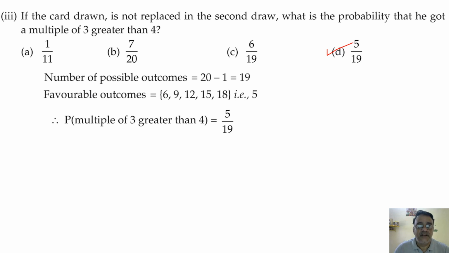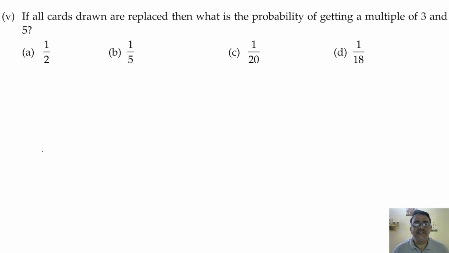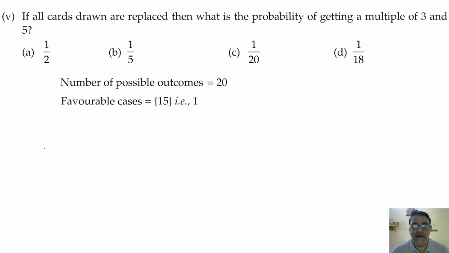Option D, right. Now next question, for a sure event A, what is P of A? 1, right, and the correct option is A. Now we are moving toward the last question. If all the cards drawn are replaced, then what is the probability of getting a multiple of 3 and 5? And लिखा हुआ है, that means दोनों का multiple होना चाहिए. So that means it is a multiple of 15. So how many multiples of 15 are there? Only 1, that is 15. So the required probability is 1 by 20, and the correct option is C.